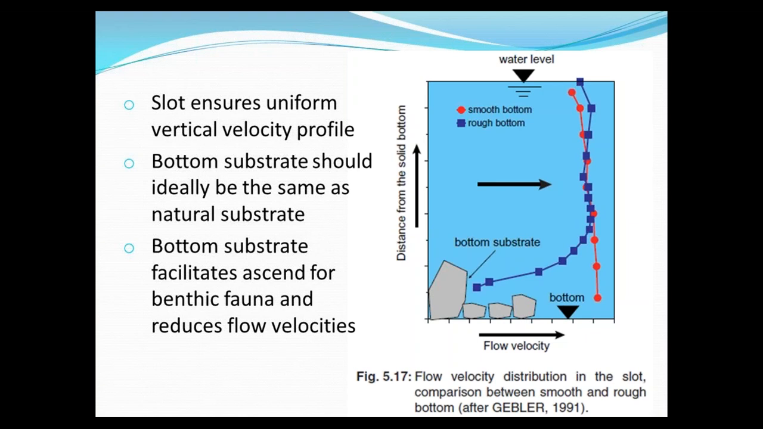Focusing on the importance of roughness at the bottom, we can see in the blue line that a rough bottom provides a better distribution of speed. This ensures a uniform vertical velocity profile, but the bottom substrate should be the same as the natural substrate and will facilitate the same for benthic fauna. As I was explaining, reduced flow velocities.